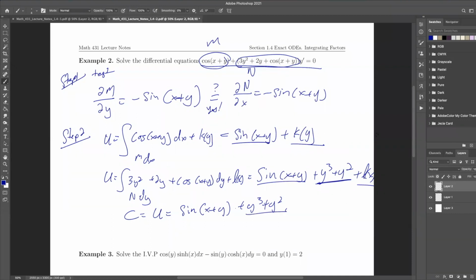What's my unknown function of x? Well, it's nothing, right? I can choose it to be nothing. And so I have this. And so this seems awful, right? It seems absolutely awful. And so here I have c equals sine of x plus y plus y cubed plus y.